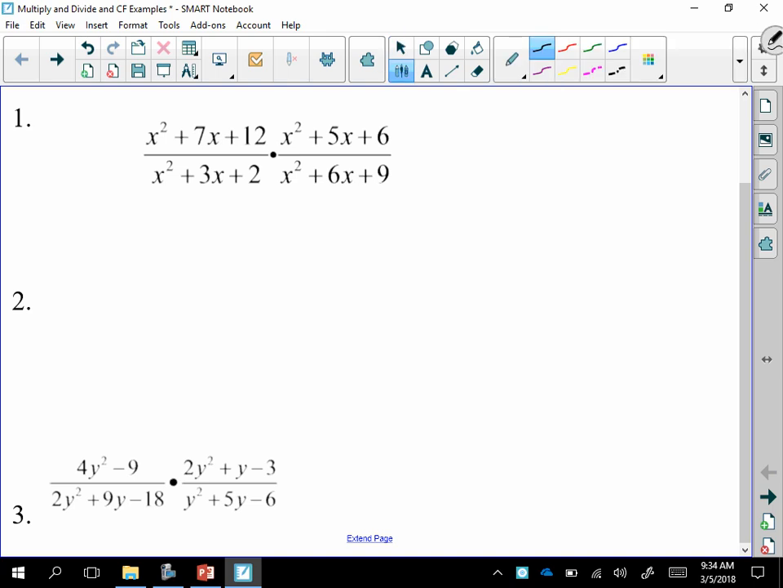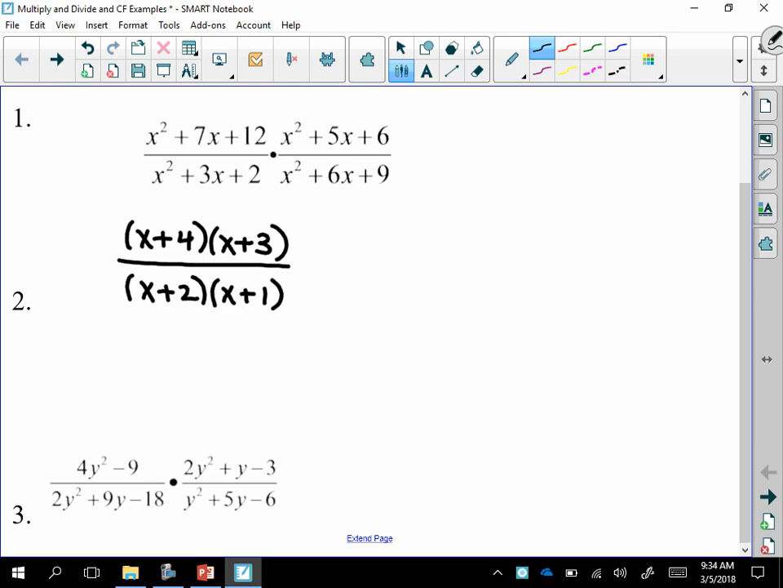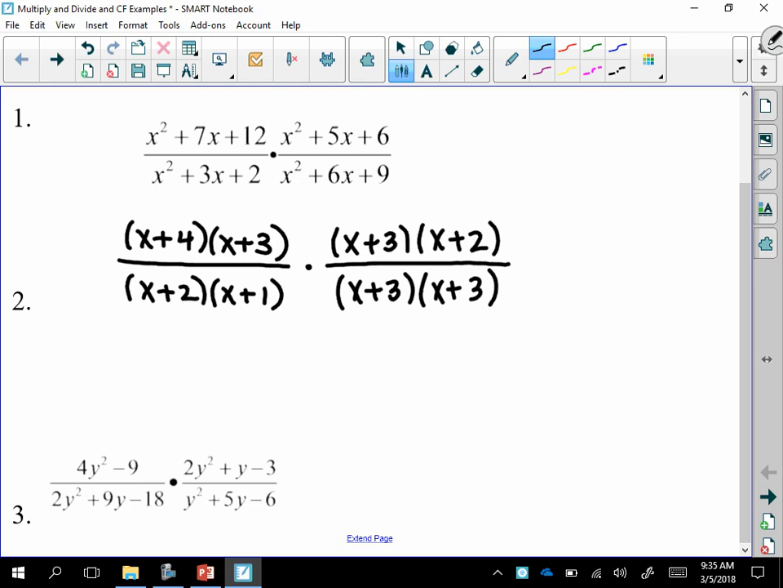So this is pretty easy to factor. We'll factor the numerator, and it factors into x plus 4 and x plus 3. We'll factor the denominator, and it factors into x plus 2 and x plus 1. Factor the numerator here, and that will be x plus 3 and x plus 2. And then the denominator would factor as x plus 3 and x plus 3. Trust you can do that on your end without a problem.